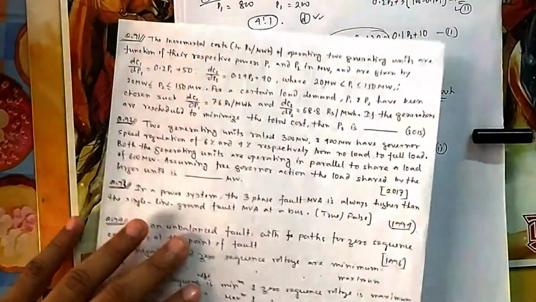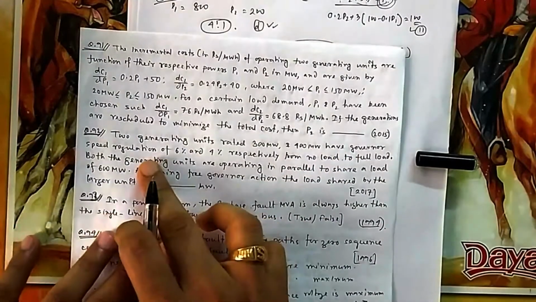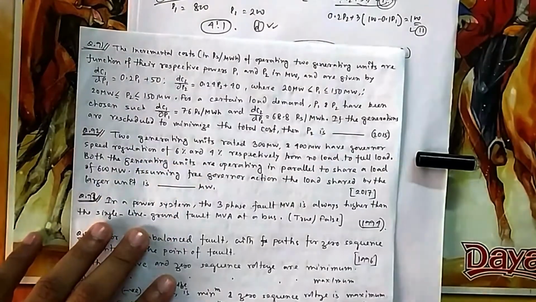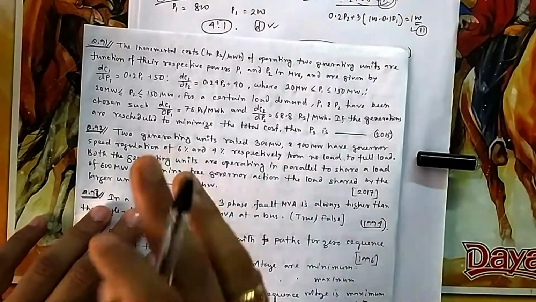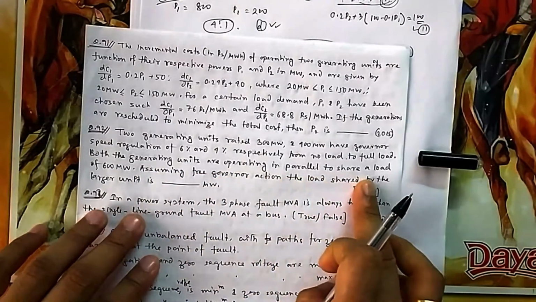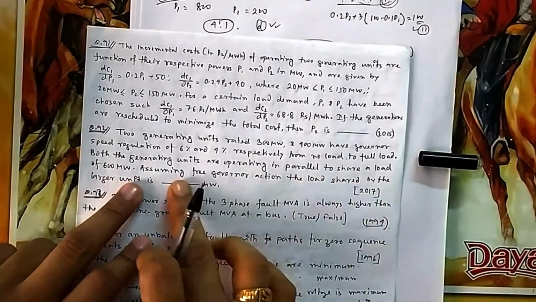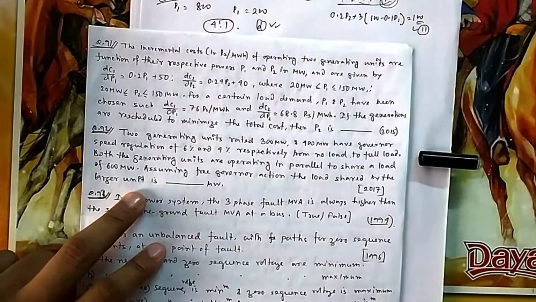Now if you come to 92: two generating units rated 300 and 400 megawatt have a governor speed regulation of 6% and 4% respectively from no load to full load. So there is a decrease, 6%, if you go from no load to full load. Both the generating units are operating in parallel to share a load of 600 megawatt. Assuming free governor action, the load shared by the larger unit is.